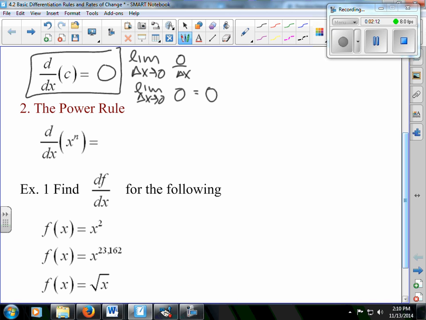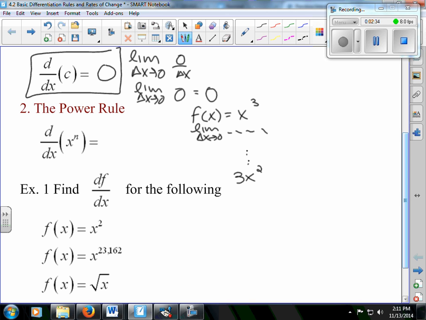Our second rule is the power rule. So I know before you guys had a function like f of x equals x cubed, and you would have to do that limit. And then it would take about a half of a page, and eventually your answer was 3x squared. And I always knew what the answer should be because I understand the shortcuts.